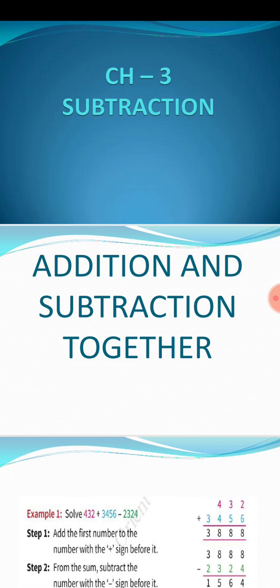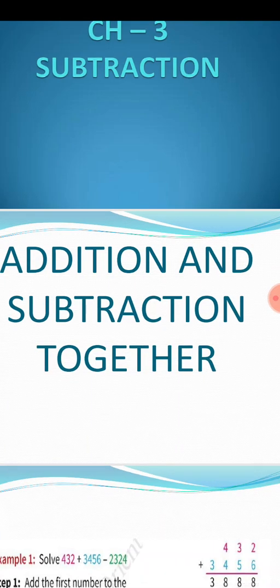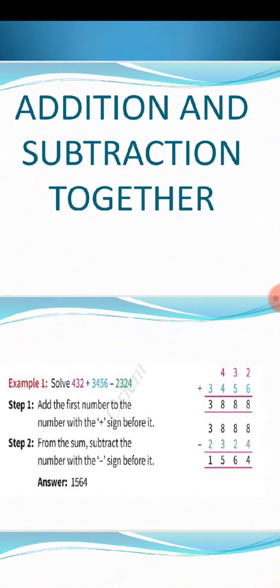Next topic for chapter three, subtraction, is addition and subtraction together. Now we have to start with addition and subtraction together. Let us see an example. First of all, let me explain: if we are having addition and subtraction together, first we have to solve addition, then we have to solve subtraction. For example, if you are having 10 plus 6 minus 4, first you will add 10 plus 6, then from that you will subtract 4.